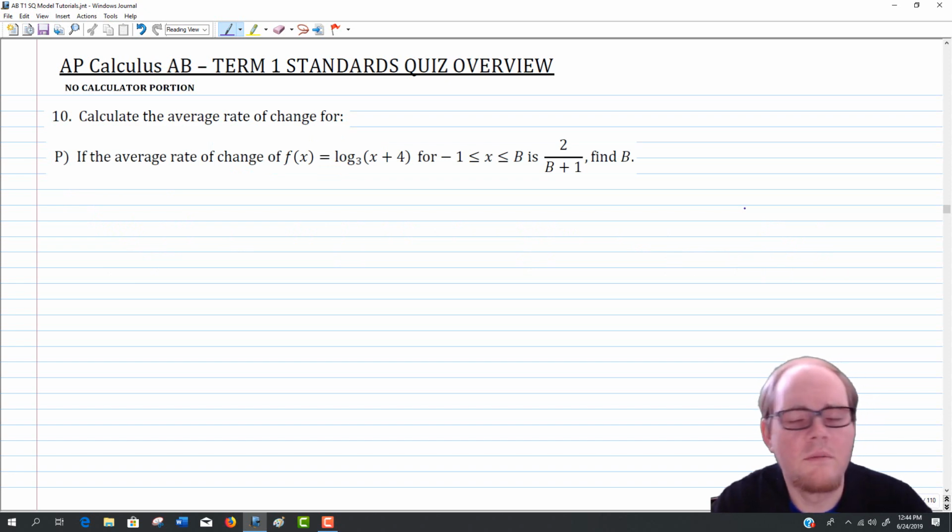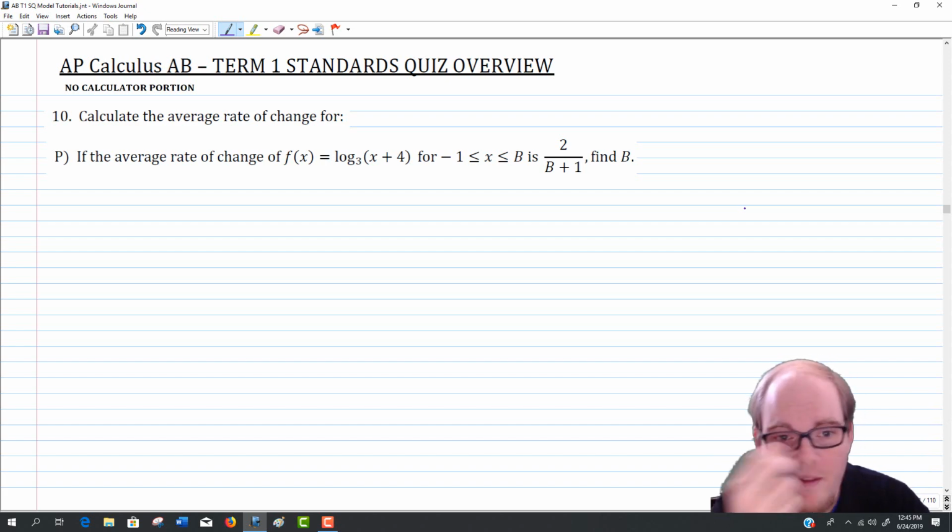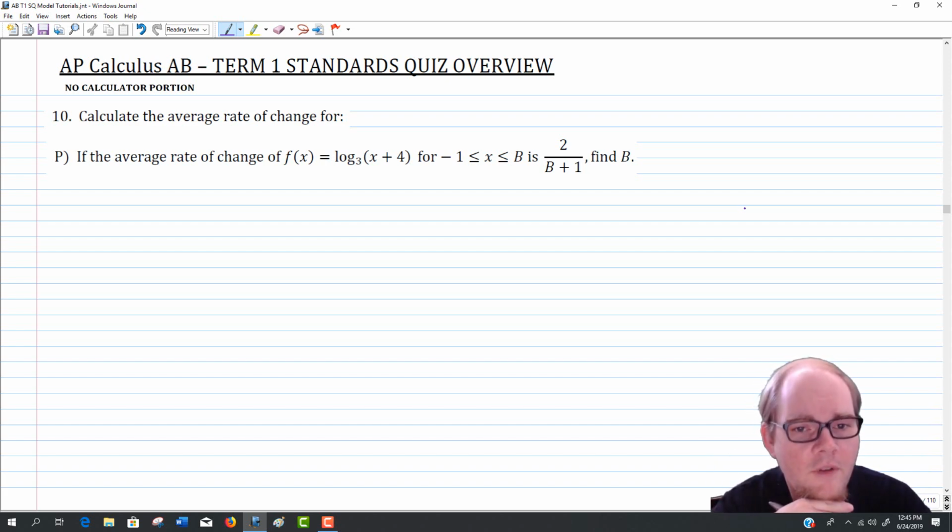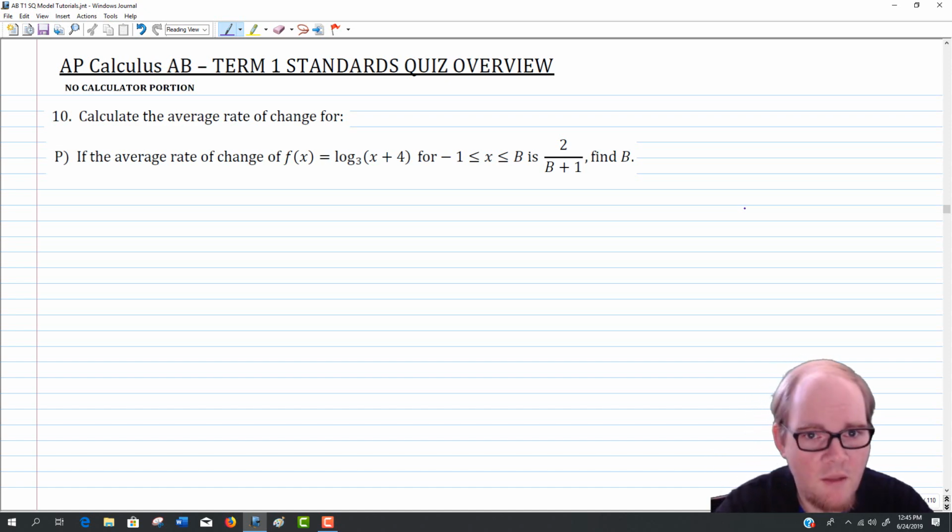Finally, for the plus question, again, what can we do? Usually it's algebraic. Here, maybe give you a more complicated function, something like that. In this case, they tell us that the average rate of change for this log function on the interval from negative 1 to b, so we're assuming b is larger than negative 1 as well, is going to be 2 over b plus 1, and they want us to find b. So at this point, I'm not sure exactly what it's going to ask us to do, even though I wrote the question. I'm just going to start to attempt to calculate the average rate of change and then see if we can solve the equation.